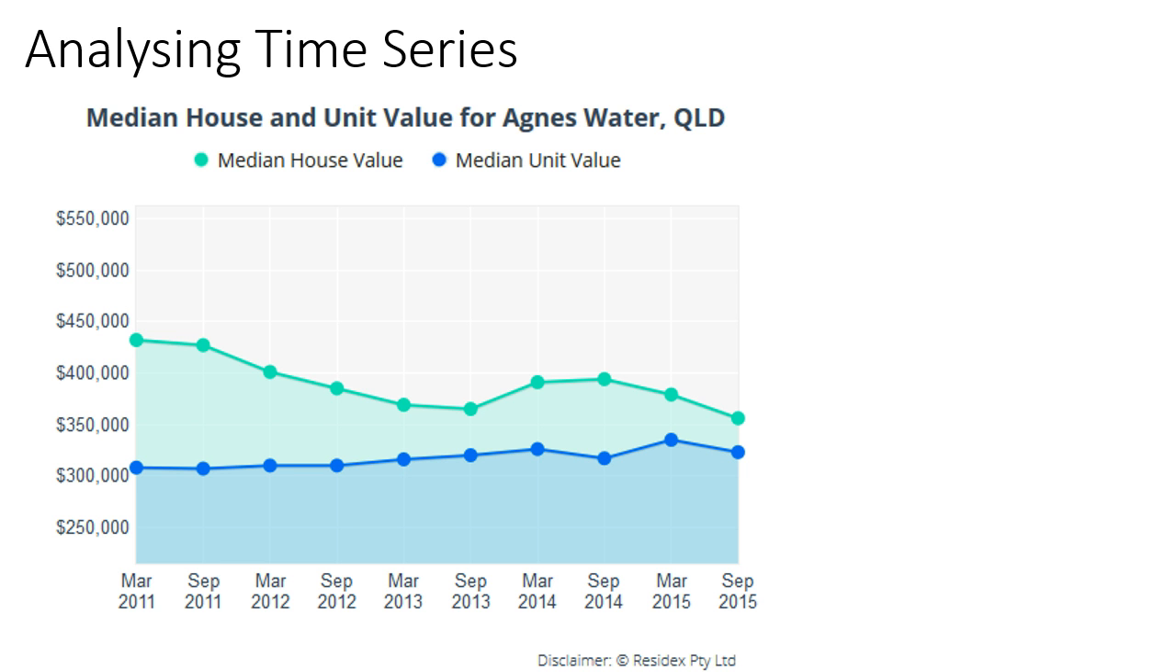So that's pretty significant. If you look at unit prices, the prices stayed fairly steady just along here, and even its general trend is slightly upwards. So if you were looking at possibly buying an investment property or something, you would probably at this point think, okay, I could probably make more money off of a unit versus a house, because the house is trending downwards, whereas the unit is trending upwards.